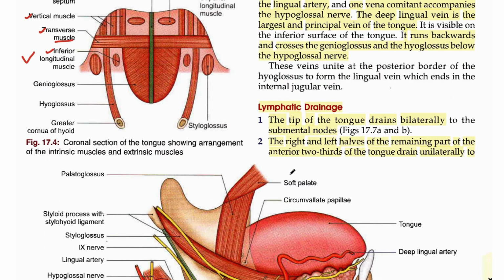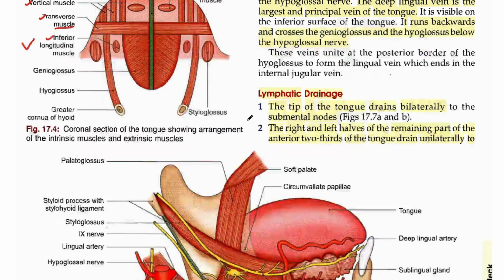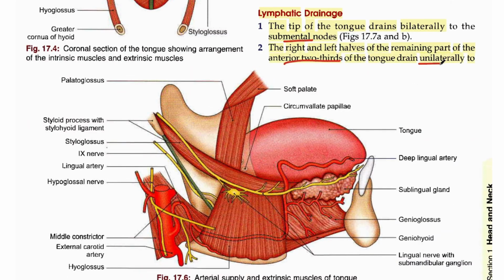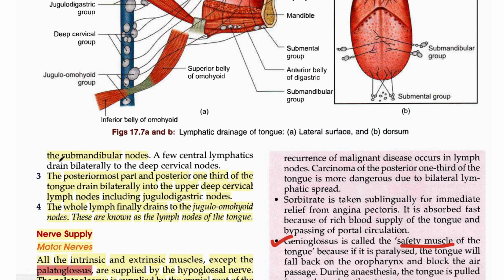Now we move on to the lymphatic drainage. This is also very important, and sometimes in the MCQs they ask you about the different lymphatic drainages of the tongue. So the tip of the tongue drains to the submental nodes. Only the tip drains to the submental. The right and the left halves of the remaining part of the anterior 2/3 of the tongue drain unilaterally to the submandibular nodes. Tip of the tongue bilaterally to the submental.